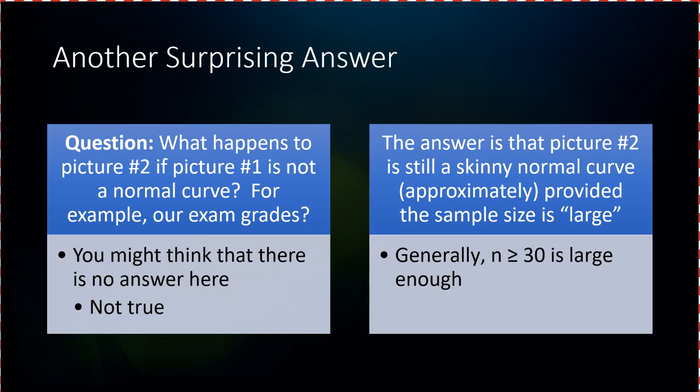So if picture 1 is not normal, what happens with picture number 2? Like we said earlier, if we assume that our sample is large enough, picture 2 will still be a skinny normal curve. If you assume that your sample points are relatively close to each other, you can use a sample size of 30 or more to still get this skinny normal curve. If you anticipate more spread or more outliers, you might want to increase your sample size up to 50.